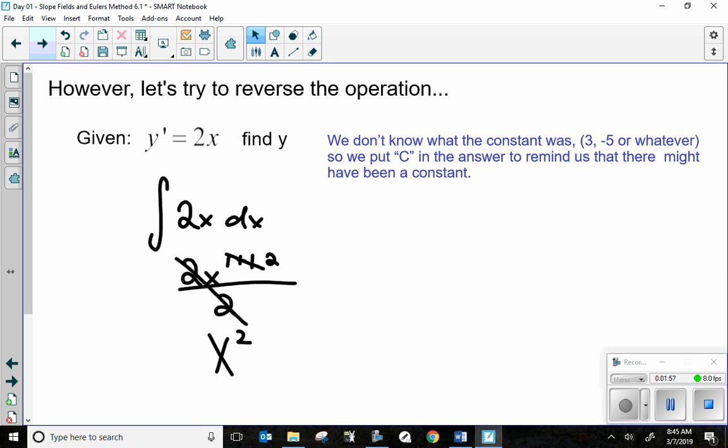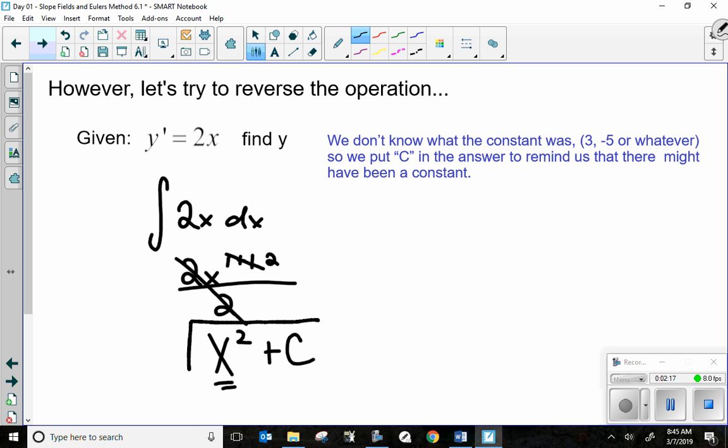But this statement ties in to what we just did. We don't know what the constant was. Was it 3? Was it -5? Whatever. So we put a c in the answer to remind us that there might have been a constant here. So my answer isn't just x squared, it's x squared plus c. And let me revert back to the previous slide.